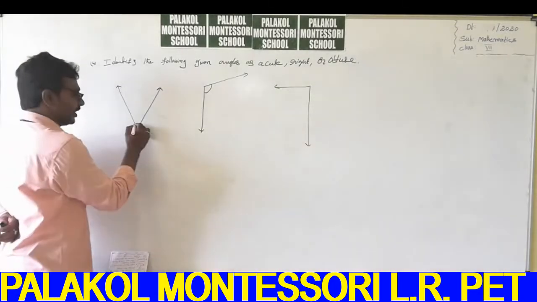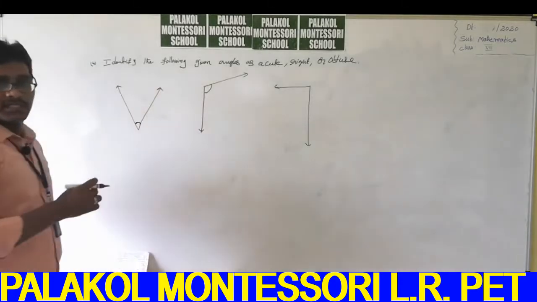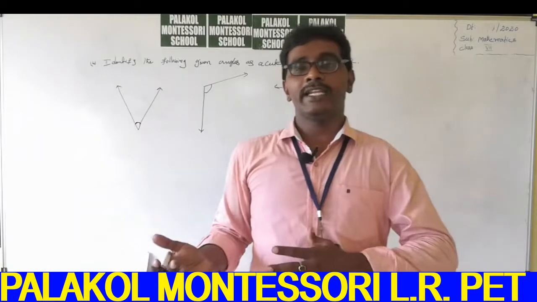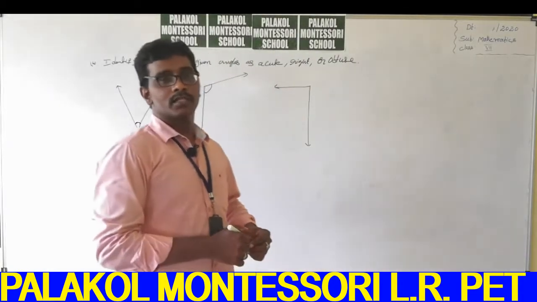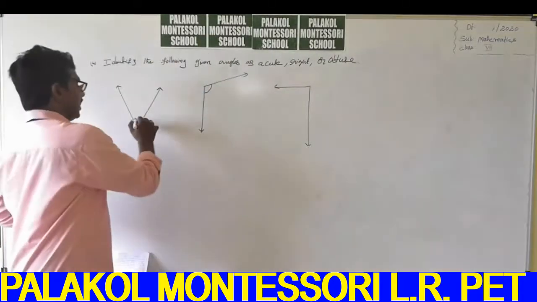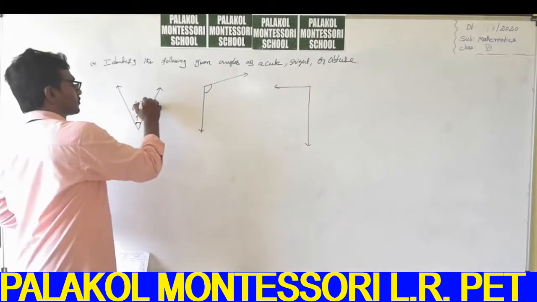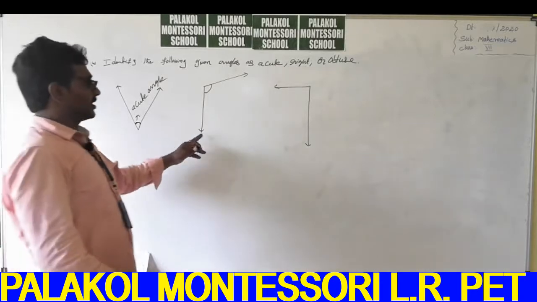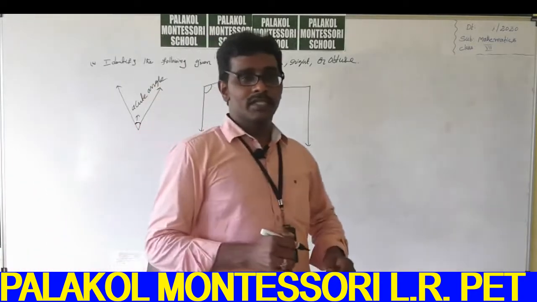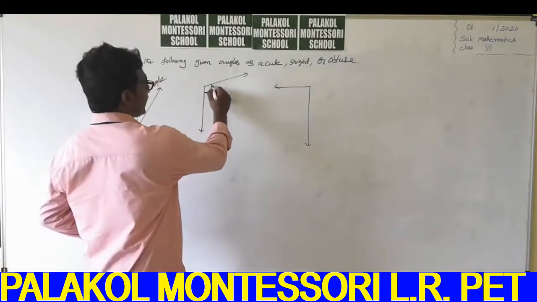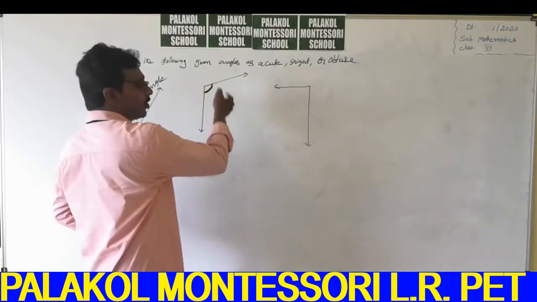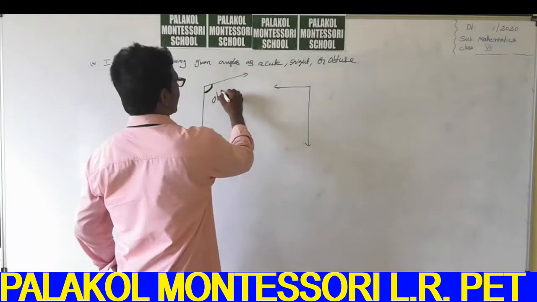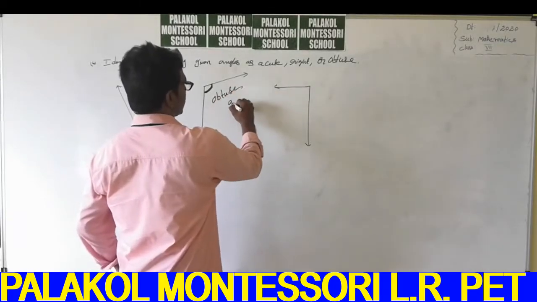See guys, please observe this one. Just guess that the angle is below 90 and above 0 degrees. So what type of angle is this? Acute angle. Guys, see the second picture. In the second picture, it is above 90 degrees and below 180 degrees. So this is called an obtuse angle.